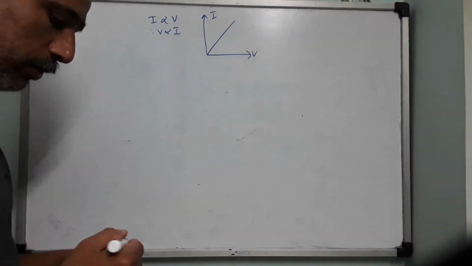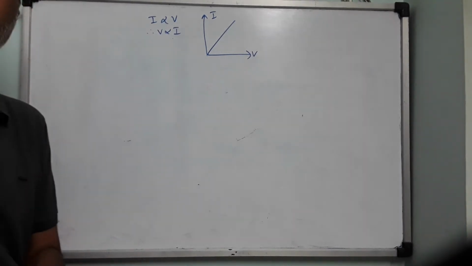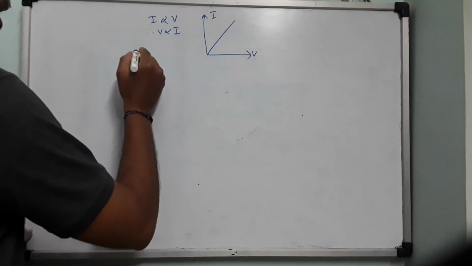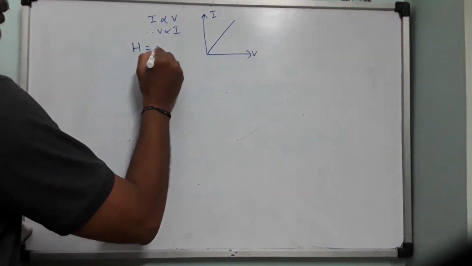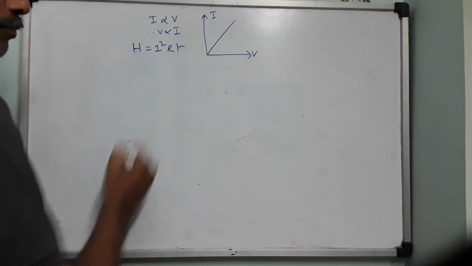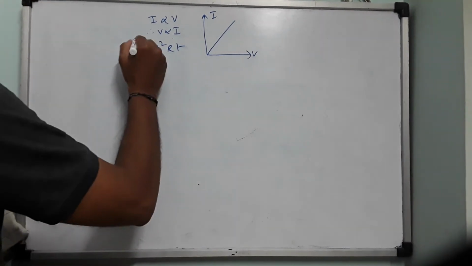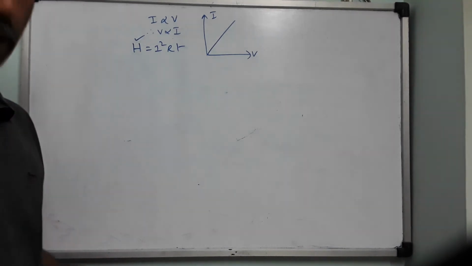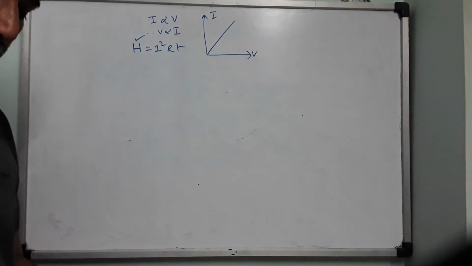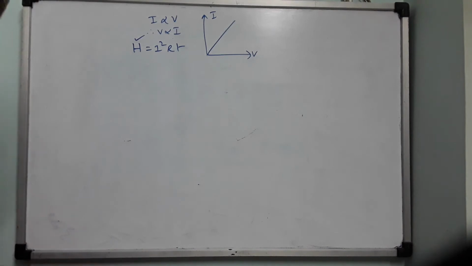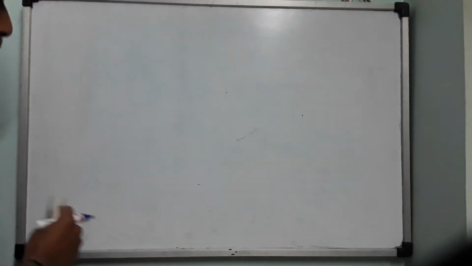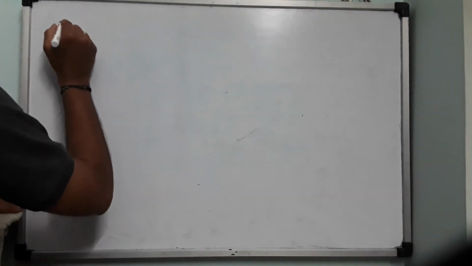But when current is flowing in a conductor, according to Joule's law of heating, heat will be produced as H equals I squared R T. Because of this heat, the temperature increases, and then Ohm's law will not be obeyed. So these things are put together under what is called the limitations of Ohm's law. So today's next topic is limitations of Ohm's law.